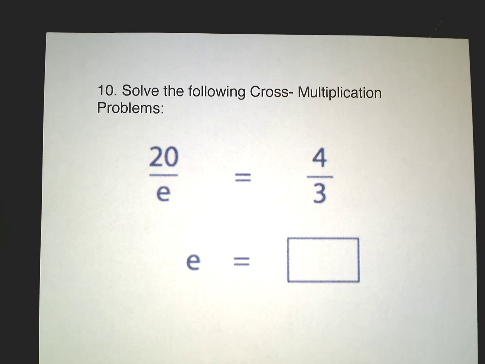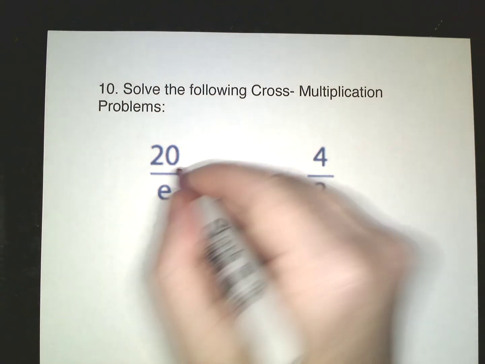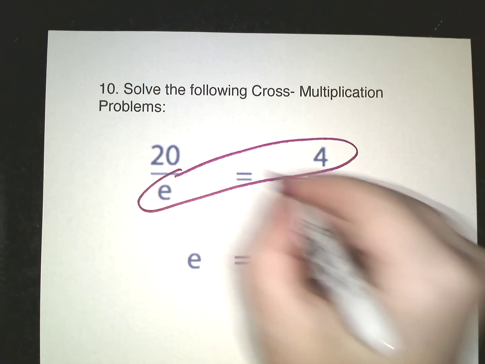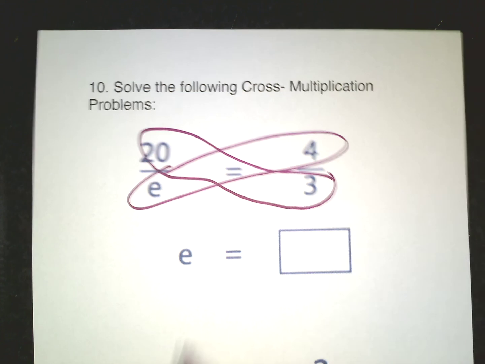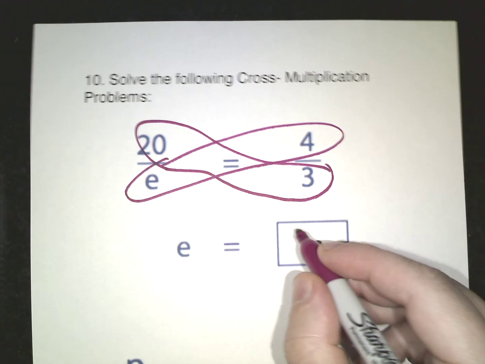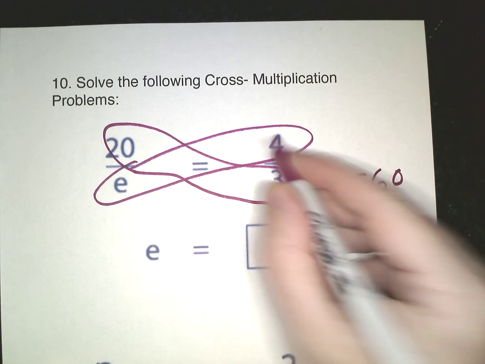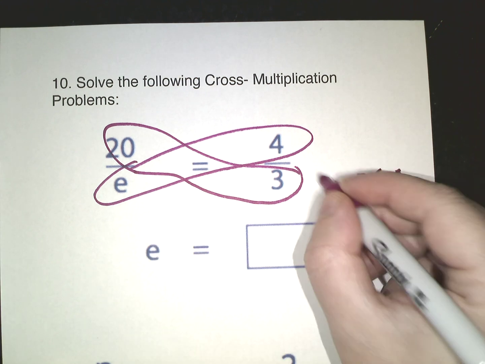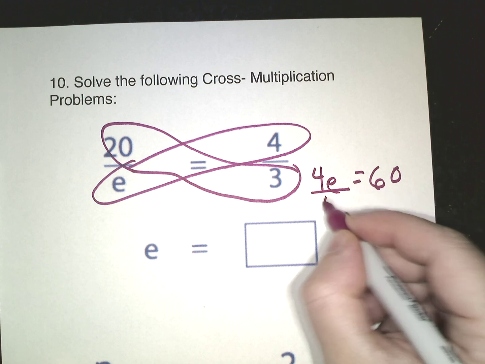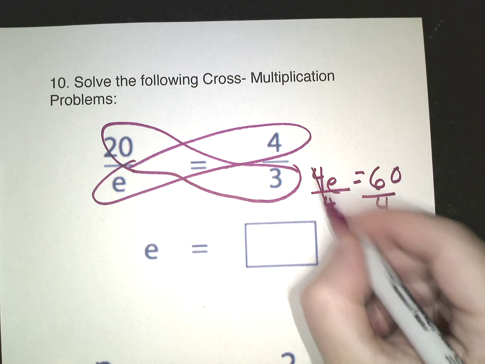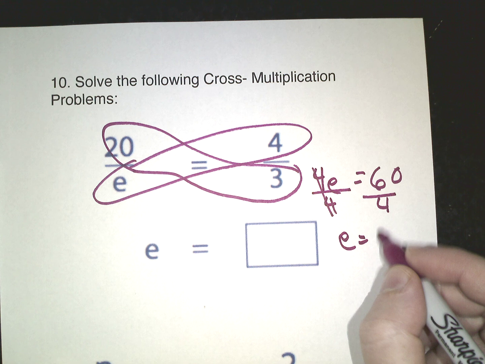Cross multiplication. I know everyone loves cross multiplication, so just remember this is how you do it. There's going to be two problems for this question because they're relatively easy. 20 times 3 is 60. E times 4 is 4e. I divide both sides by 4. E equals 60 divided by 4, which is 15.